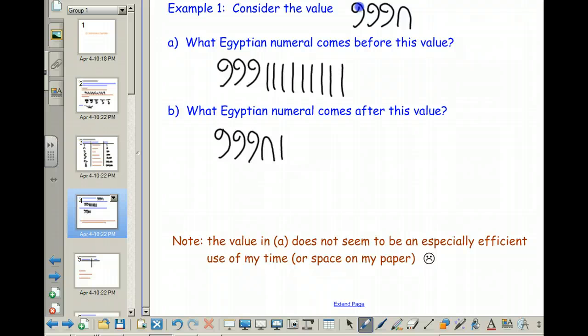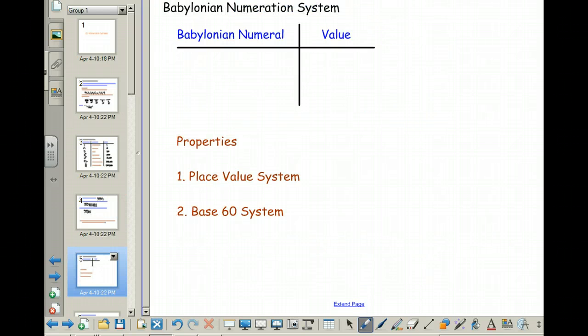Okay. Alright, so note, the value in A does not seem to be an especially efficient use of my time. It's not horrid, but I don't really want to write down 9 strokes and 9 this and 9 this. Like a number that would be like 9,999, I don't want to write that down. I especially don't want to write it down if I'm an Egyptian because it means I'm probably carving it into some kind of stone or wood. Right? Okay, so this doesn't seem like a very effective method in terms of efficiency. It's not efficient. All right, so let's look at another one.